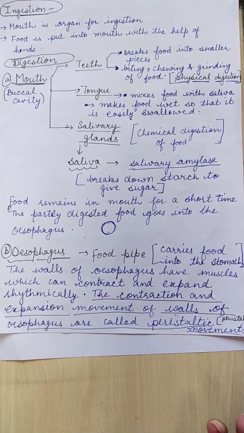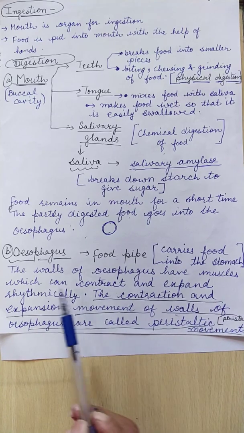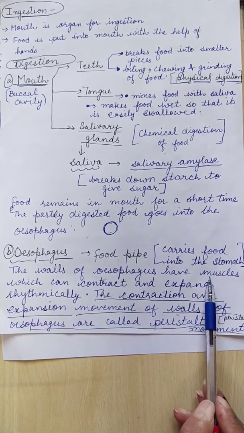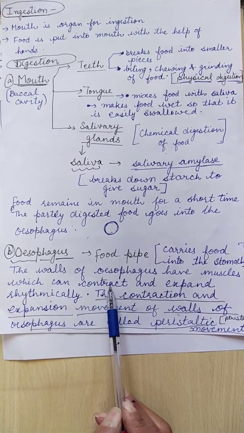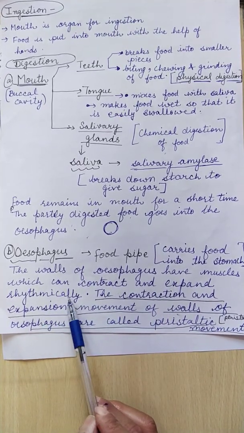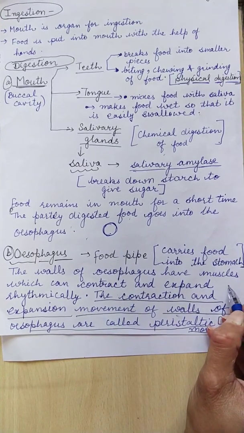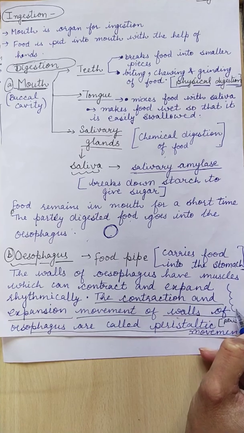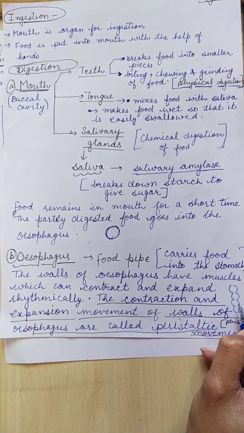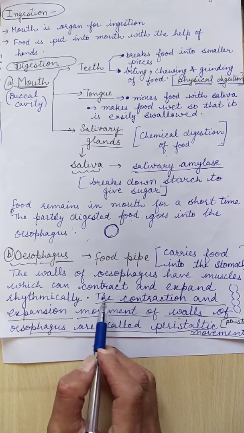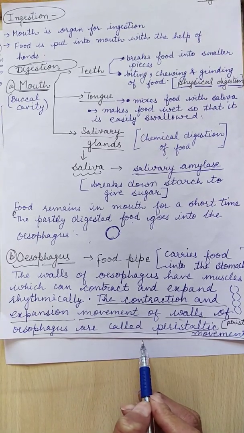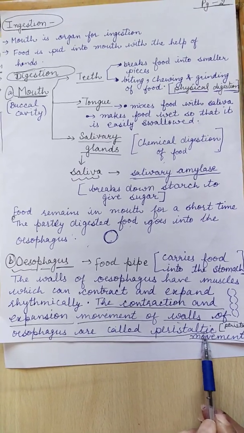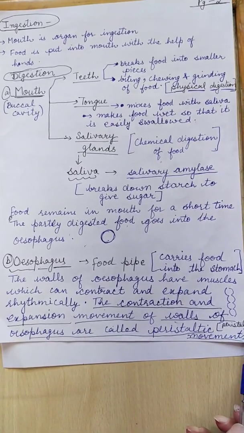How does this movement then take place? How does it carry? The walls of the esophagus contain certain muscles which can contract and expand rhythmically. This rhythmic contraction and expansion of the muscles of the esophagus helps in the movement of food down into the stomach. This type of movement is called peristaltic movement or peristalsis.